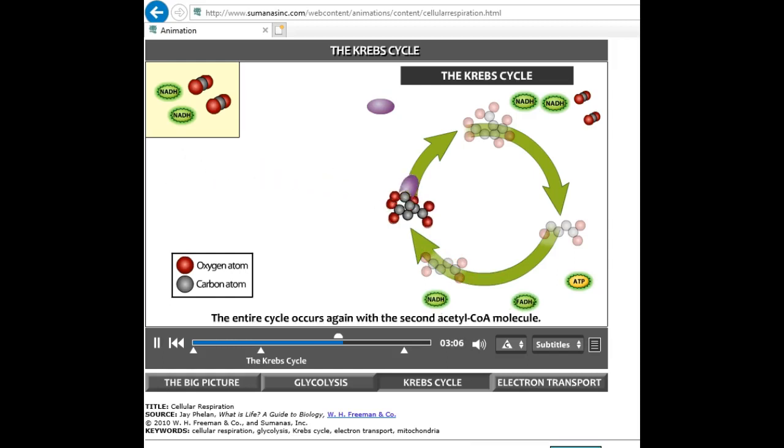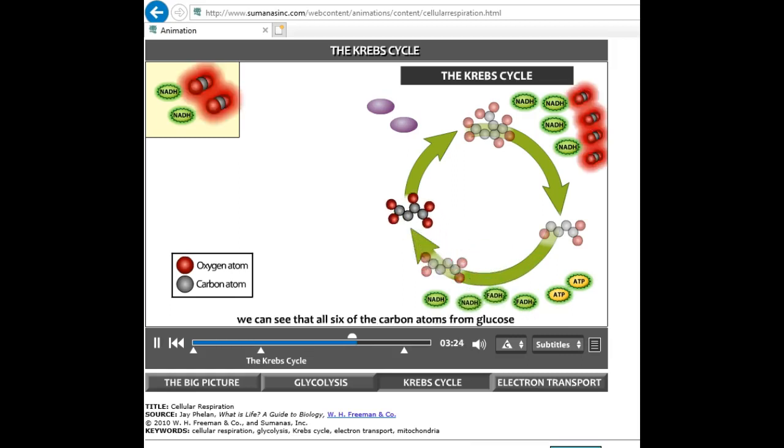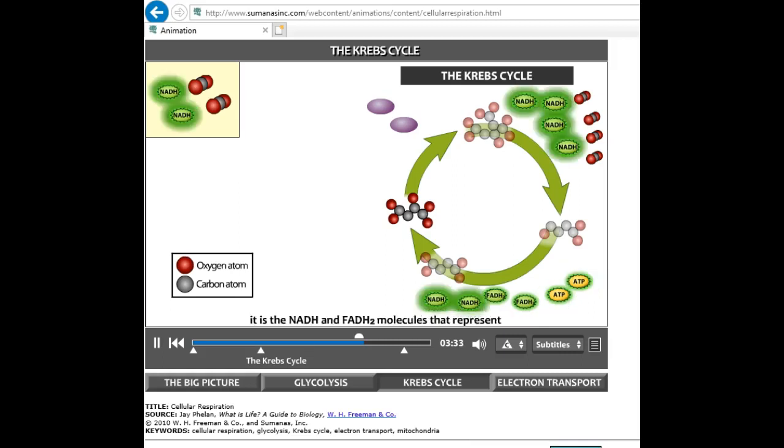The entire cycle occurs again with the second acetyl-CoA molecule. As the second round continues, more NADH, more carbon dioxide, more ATP, and more FADH2 molecules result. If these molecules are added to those made from the preparation reactions, we can see that all 6 of the carbon atoms from glucose have been released in the form of carbon dioxide. Although a small amount of ATP has been formed in the Krebs cycle, it is the NADH and FADH2 molecules that represent the most energy for the cell.